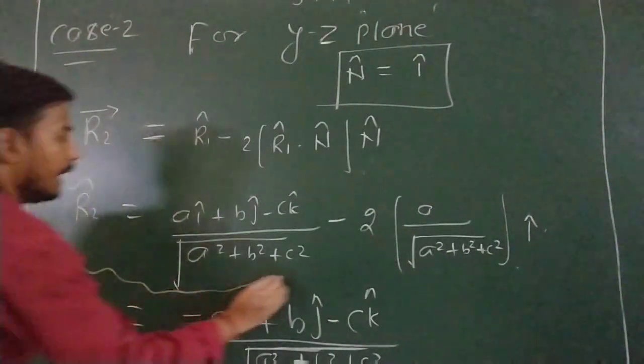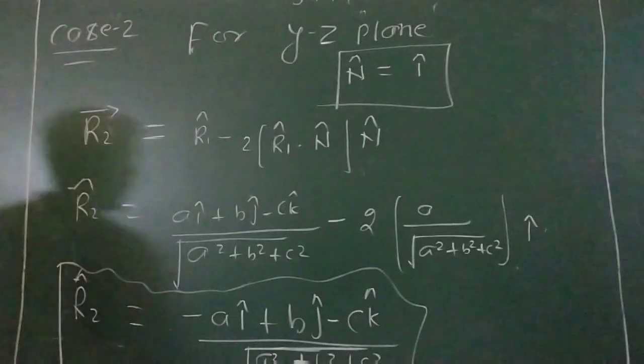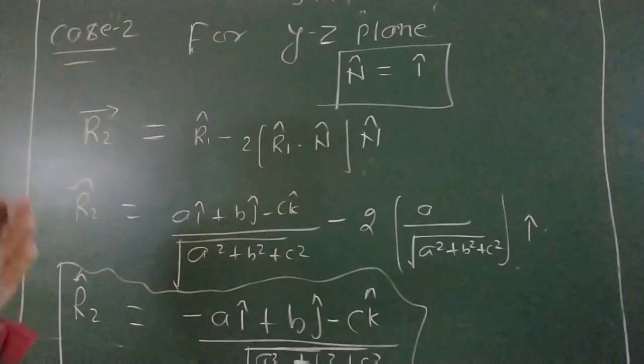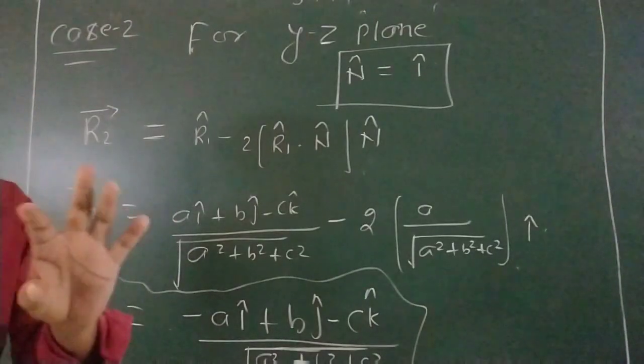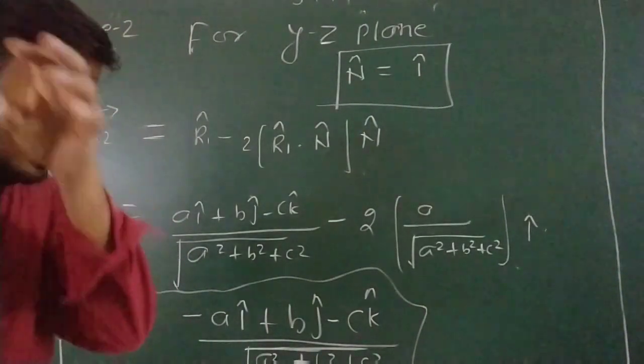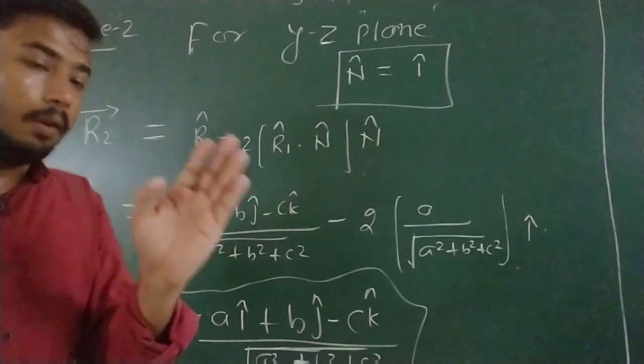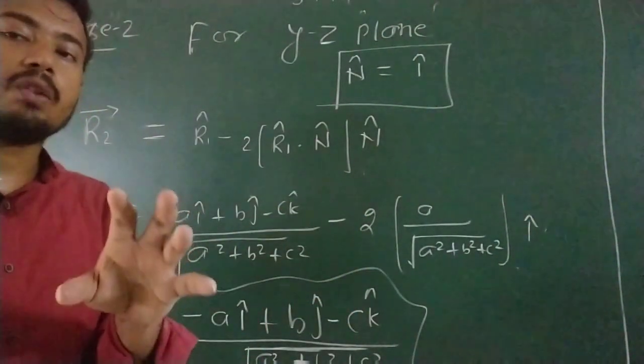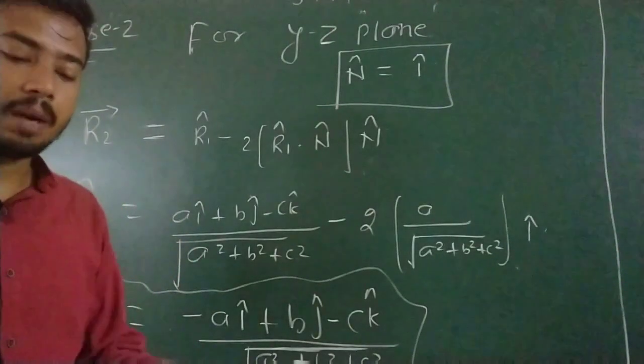So this becomes the second reflected ray. My dear, this is the answer of your second reflected ray. You can say this is the answer of the second part. Now we are going to discuss the third part, when this ray will be incident on the XZ plane, and this becomes our final reflected ray, this becomes our answer.